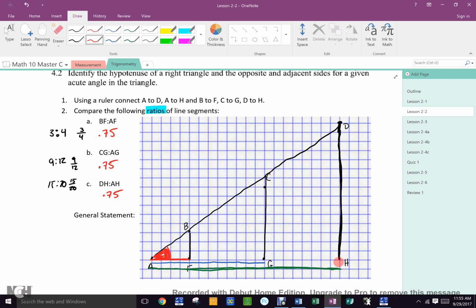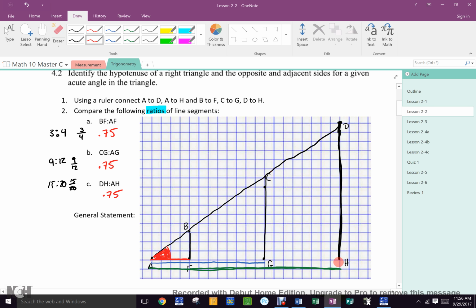What if I drew this line to the moon, and I drew this line to a point in space directly below the moon? 0.75. What if I drew this line to another star? 0.75. Does the size of the triangle affect this fraction? No. So that means if I can build this triangle on a piece of paper, can I build any triangle with that angle in real life? Yes. That is how trig works.